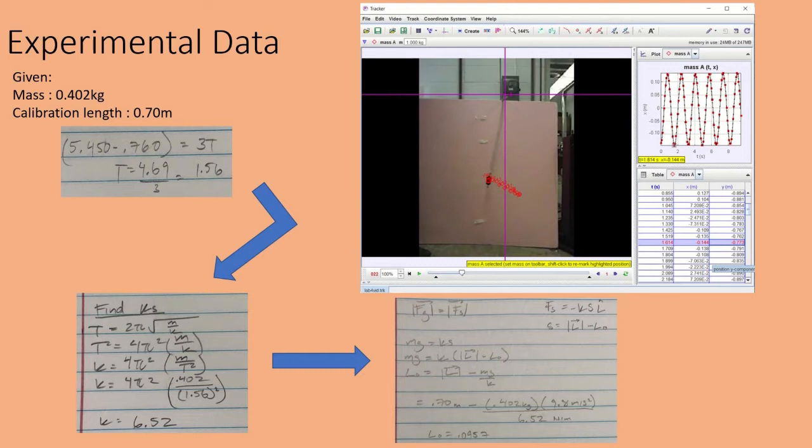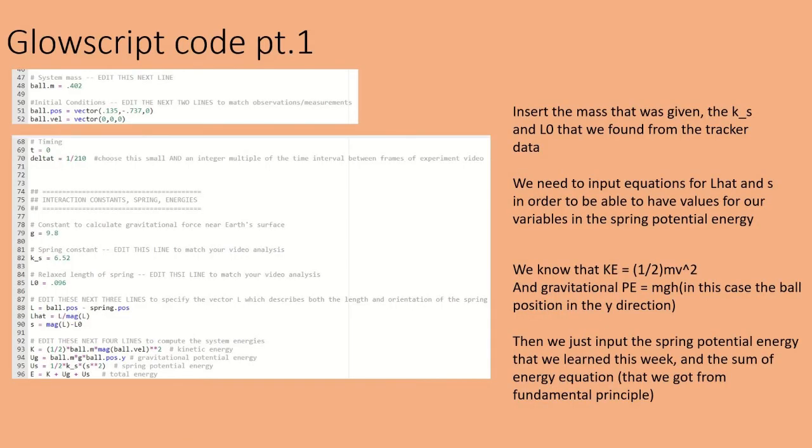And then we can find the spring constant using that formula. The period equals 2 pi times the square root of m over k. We got 652 for our spring constant. And finally, using our spring constant, we can solve for the initial length of the spring, which we got to be about 0.0957 meters.